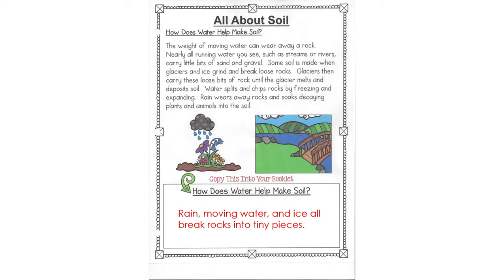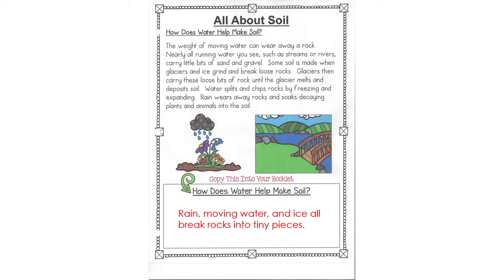Nearly all running water that you see, such as streams or rivers, carry little bits of sand and gravel with them. In the water as it's going downstream, it'll take little bits of sand and gravel with it. Some soil is made when glaciers and ice grind and break loose rocks. Glaciers, which is ice on the top of a mountain, can break off and slide down the side of the mountain. It can take with it little bits of rock until the glacier melts and it drops the soil off.